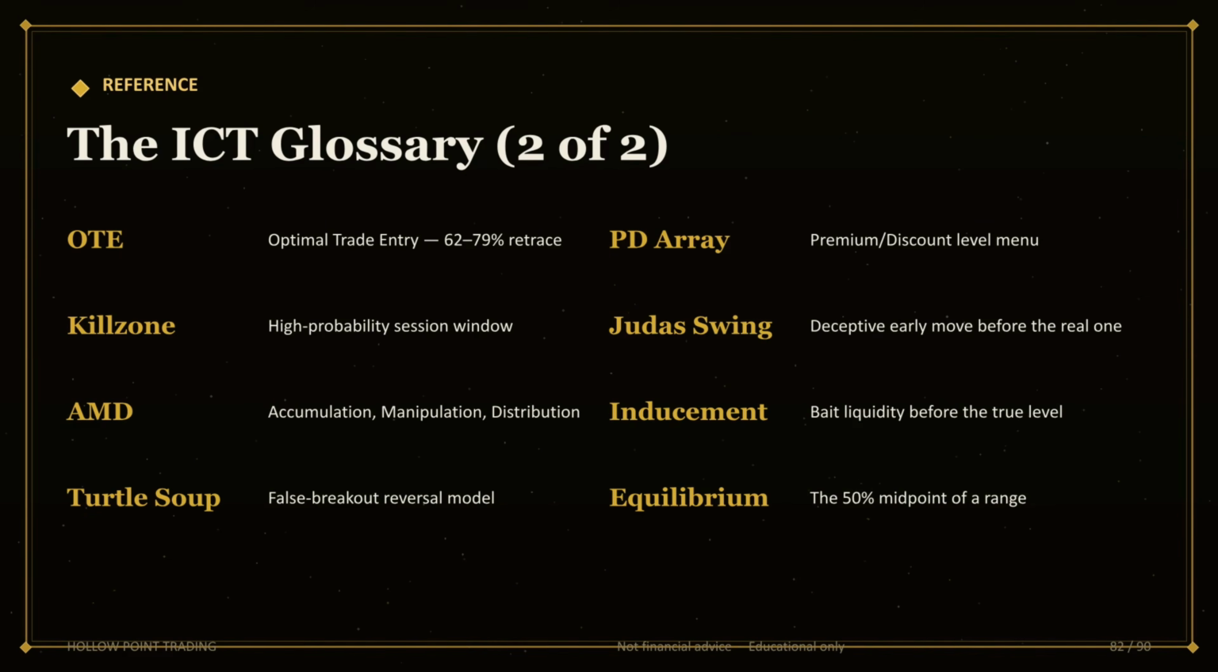Continuing the glossary. OTE is your optimal trade entry, usually a 62 to 79% retracement. PD array refers to your menu of premium and discount levels. A kill zone is a specific, high-probability session window where the most significant market activity typically occurs.